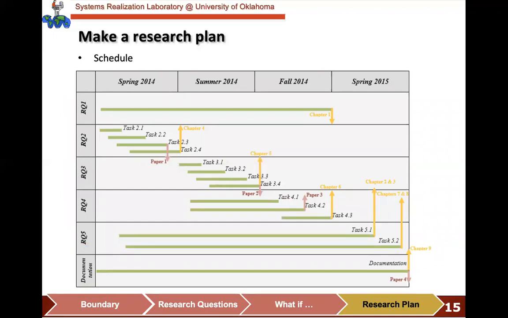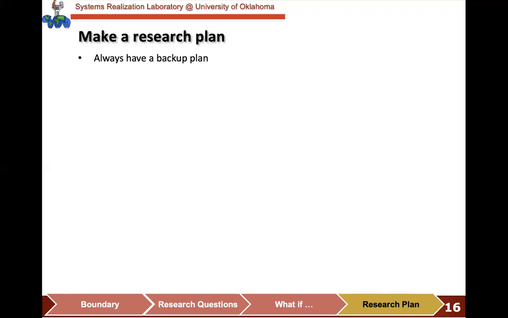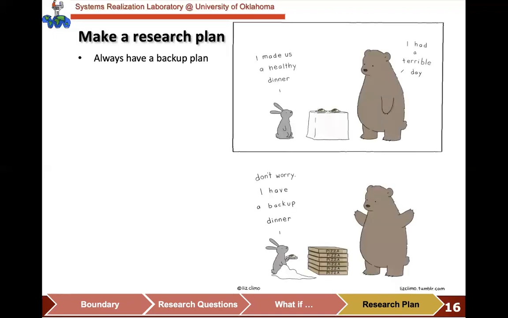Next, do something like this, scheduling your work based on your tasks and your publications. This is from our colleague who graduated in 2017. So her scheduling was perfect at the time. And next, it's very important: always have a backup plan, because you don't know what will happen, but you will always have a backup plan in case something goes wrong and you cannot get a PhD on time.